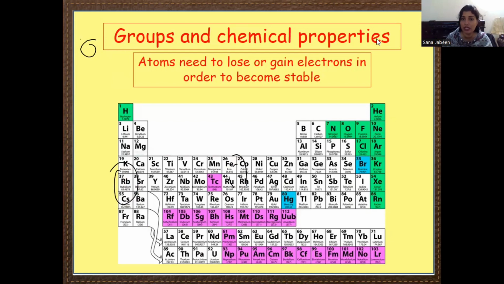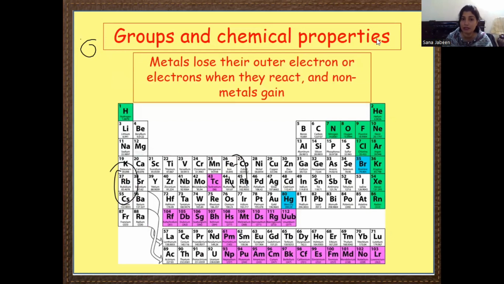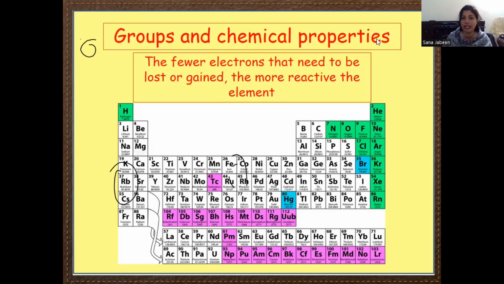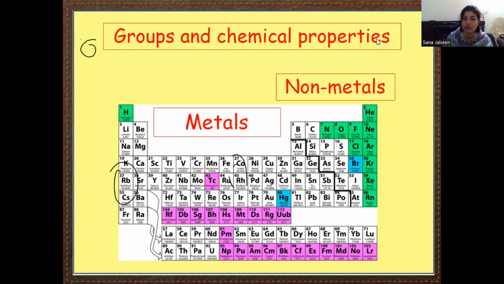Atoms need to lose or gain electrons in order to become stable, like group 8 elements, which are the noble gases. Metals have the ability to lose electrons and they are going to react with the non-metals, and non-metals have the ability to gain electrons. The fewer electrons that need to be lost or gained, the more reactive the element. Here is the example of the metals. The group 1 metals have 1 electron in the outermost shell, so they are more reactive. It is easy for them to lose 1 electron, so that's why they are more reactive.